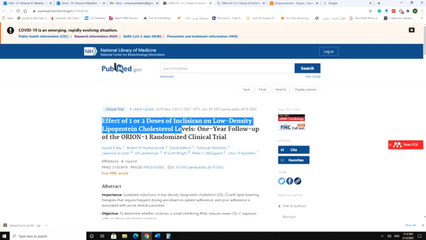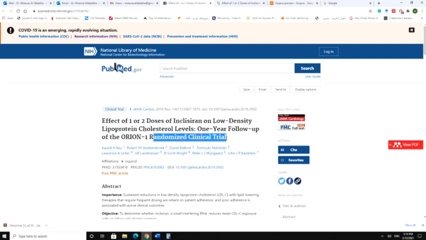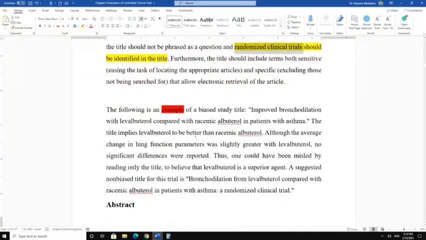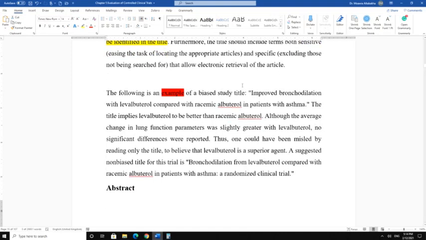It doesn't tell you improved, for example, or excellent, or whatever. It doesn't say that. It's not declarative, and they are mentioning a randomized clinical trial as well. But I want you to see the following so that you understand what I mean by bias. Okay, see the bias in the following title.